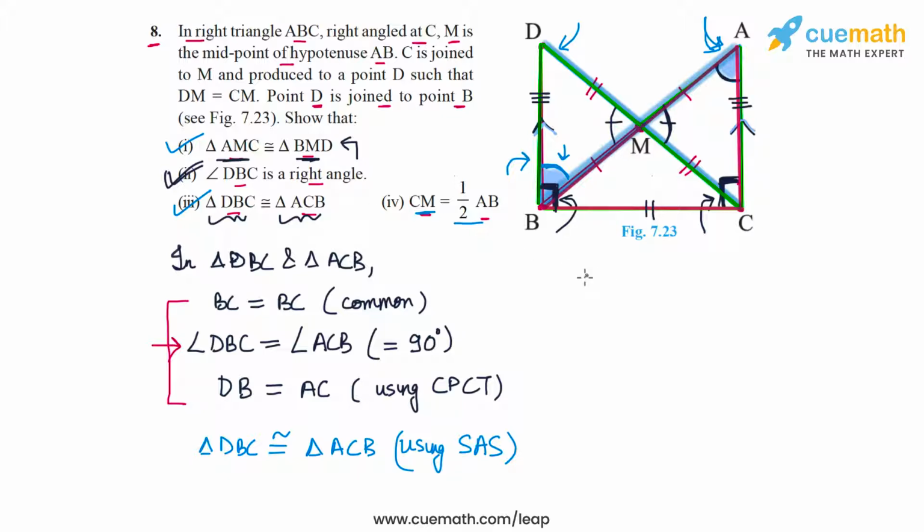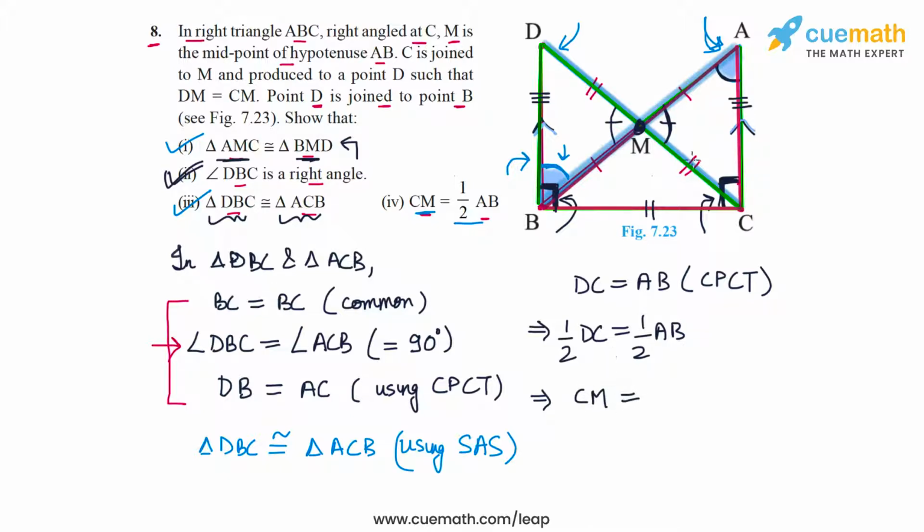So we have DC is equal to AB using CPCT, and this means that if we take half of these, they will also be equal. So half of DC will be equal to half of AB. But what is half of DC? Well, because M is the midpoint of DC, then half of DC is either DM or CM. So let's take that as CM, and half of AB is AM or BM. But what we just need to show is CM is equal to half of AB, so we can leave it at this. So CM is equal to half of AB.